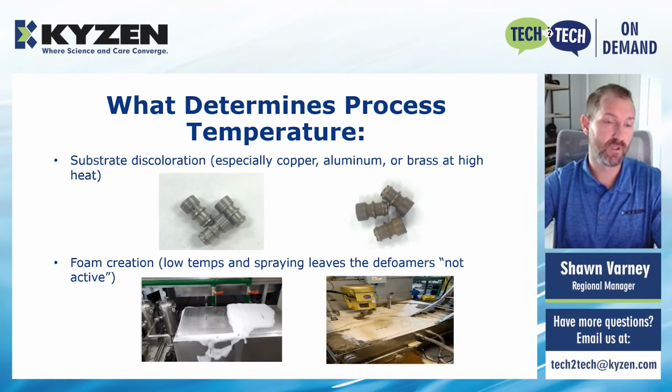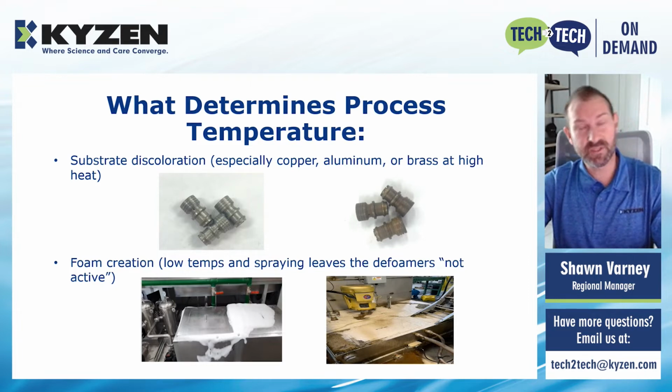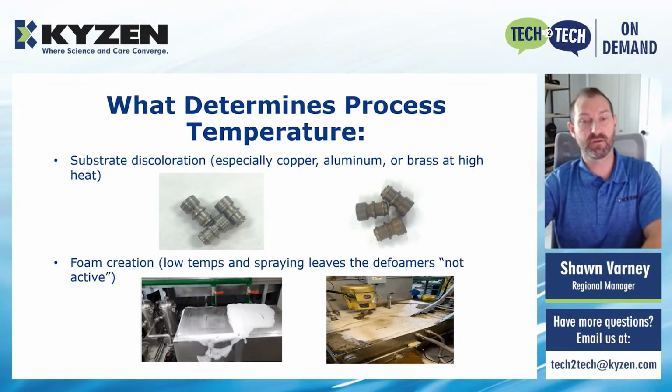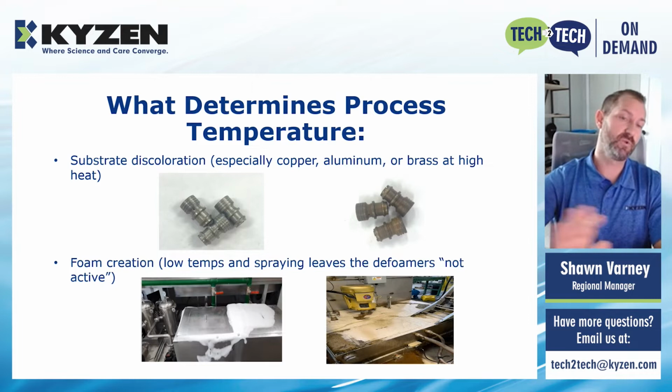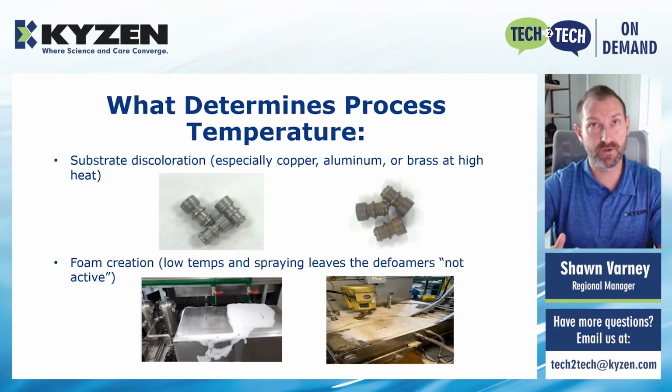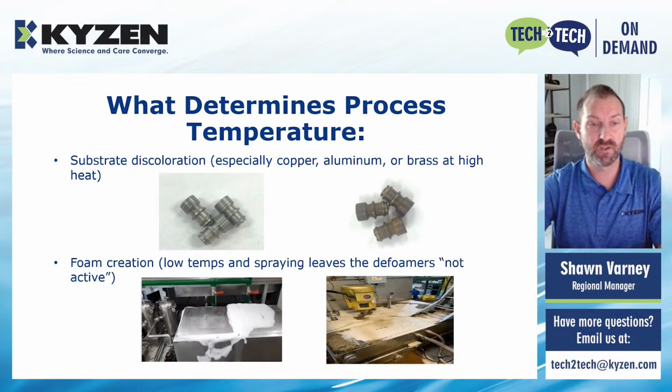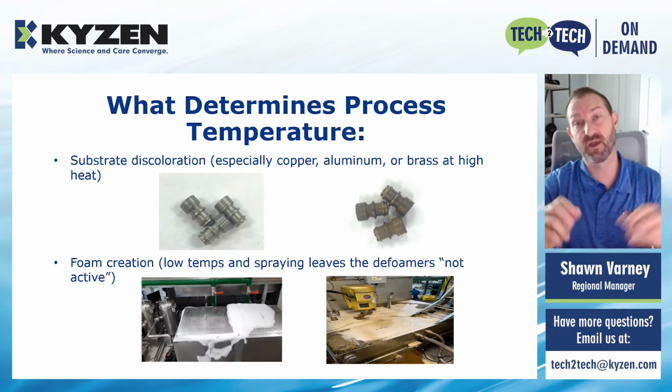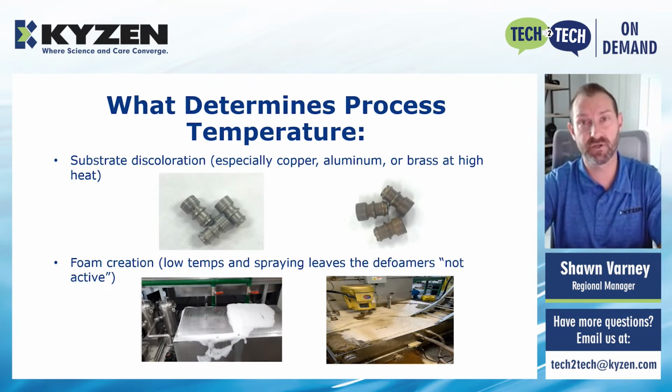Foam creation. So lower temperatures tend to have issues with foaming on chemistries. So when you're spraying these, defoamers or has some kind of agitation, lower temperatures, usually below 120, 130 degrees, you'll have these foaming issues because the foamers are not active yet. So you want to get them active above 130 degrees, 140. You're in a sweet spot there and above for not to have foaming issues due to temperature.